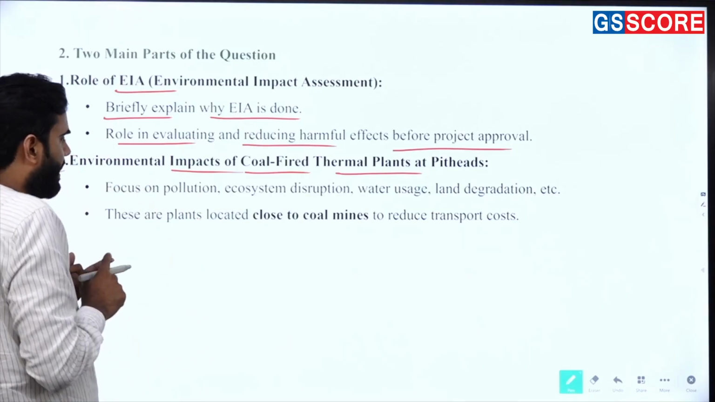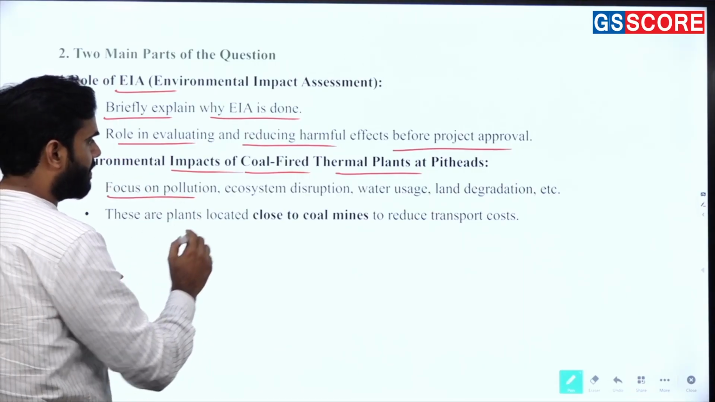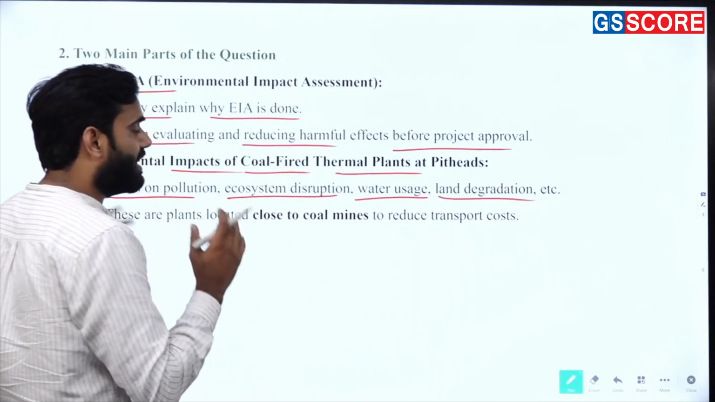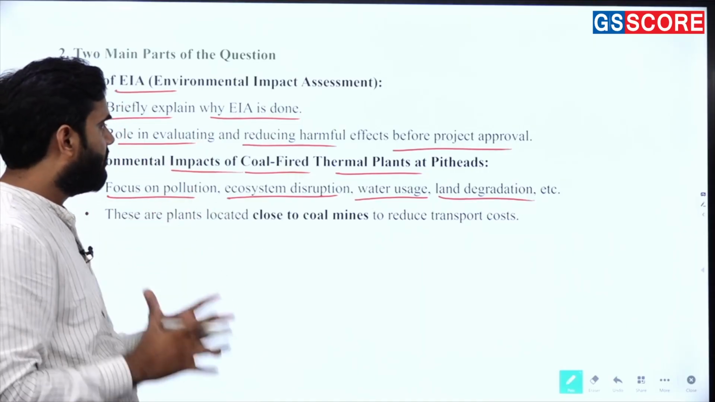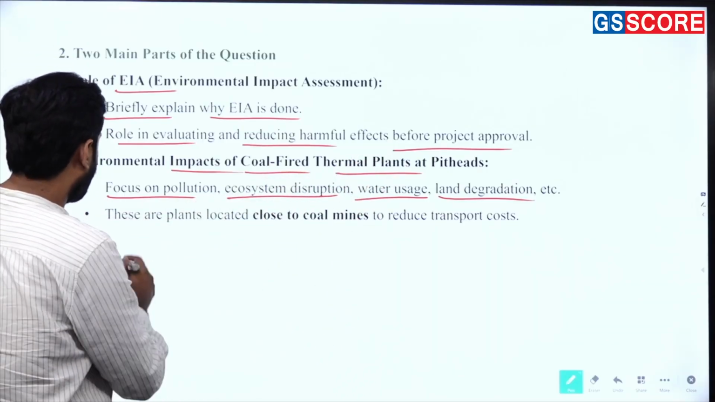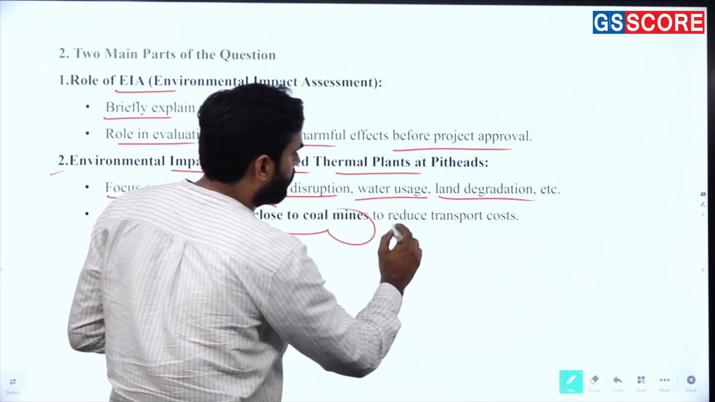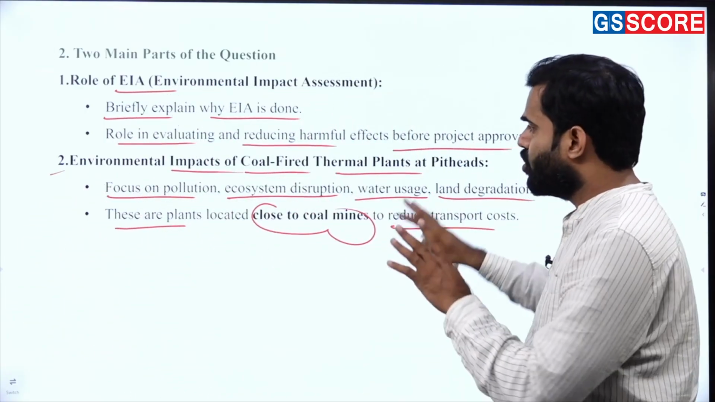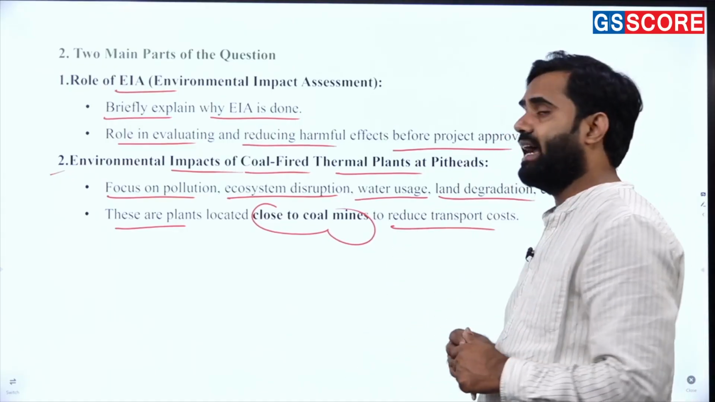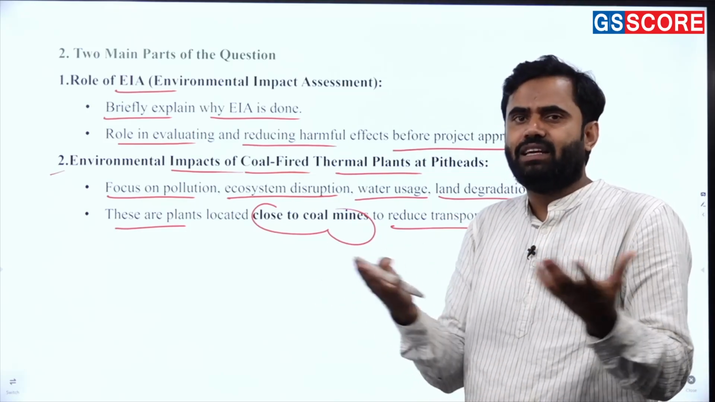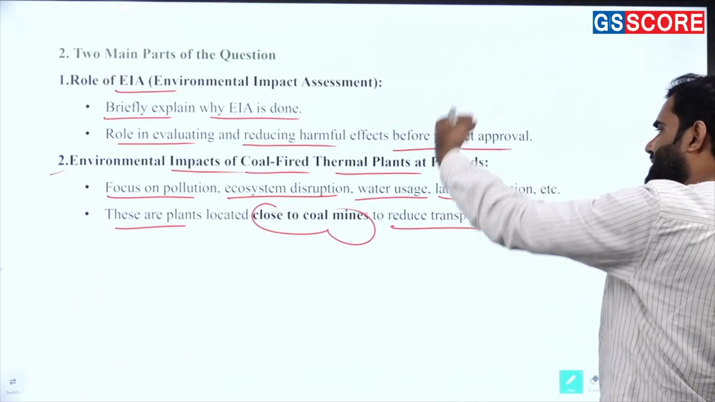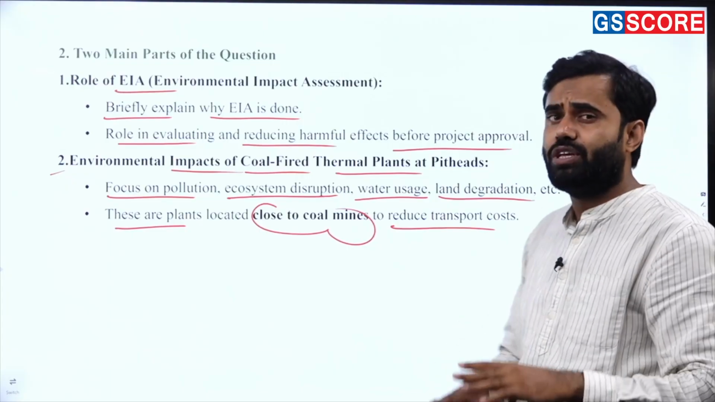First of all, we have to focus on pollution, number one. Second is ecosystem disruption. Third is water use, and the last is land degradation. Whenever we talk about coal-fired thermal power plants, we have to describe all these important issues. These are plants located close to the coal mines to reduce the transport cost. Getting my points? In the second part, we have to mention the impacts of coal-fired thermal power plants at pit heads. You know that pit heads are the areas near buildings and other important areas which are very close to the coal mining. So we have to cover all these important areas and write about all these important things.